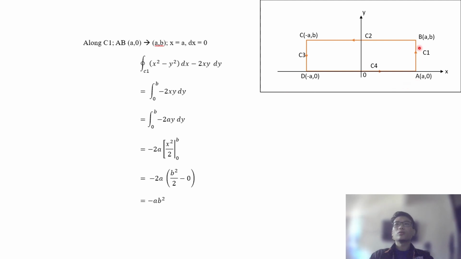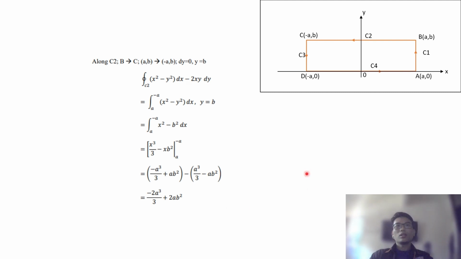C1 is from point A to B. There is no change in the x coordinate, it's given as a, but there is a change in the y coordinate, which is 0 to b. Thus your dx will become 0, and you need to substitute x with a. So this term here will become 0, then you're left with your 2xy dy. Then you do your normal substitution for x equal to a, then you do normal integration, and then you get negative 2b squared.